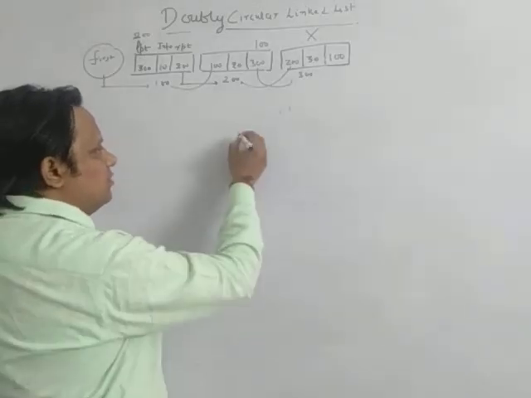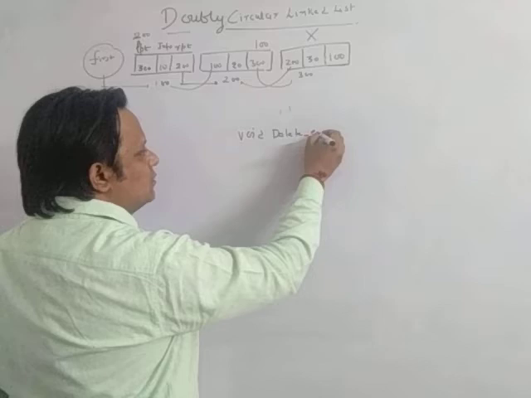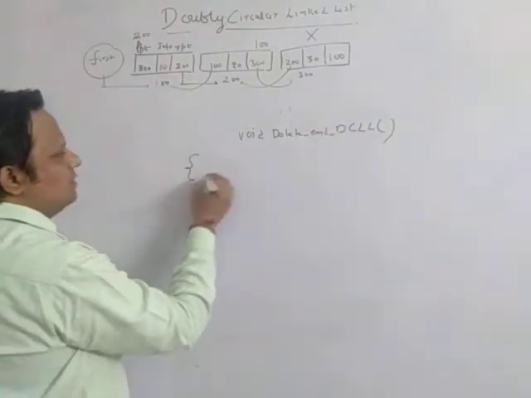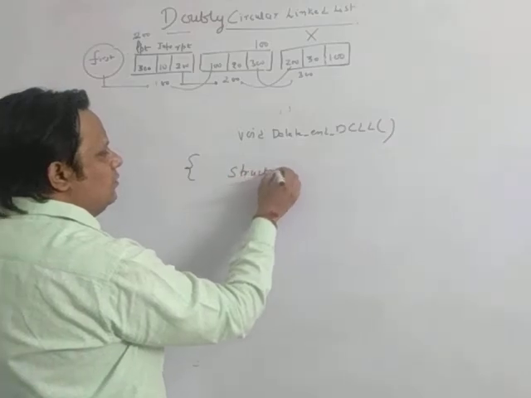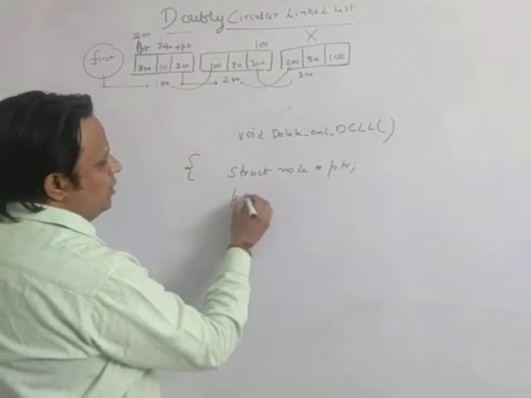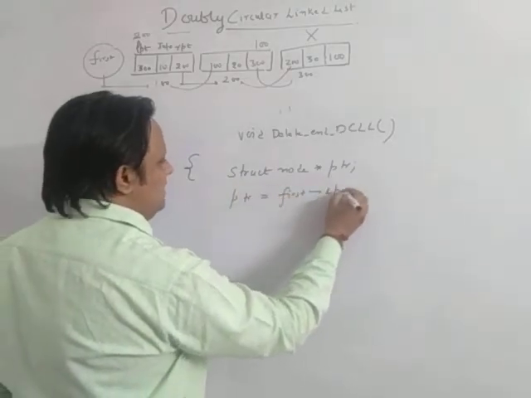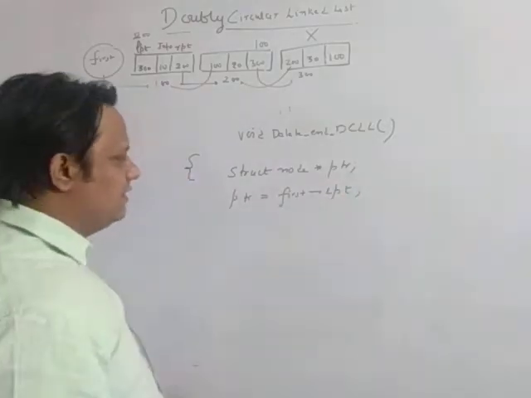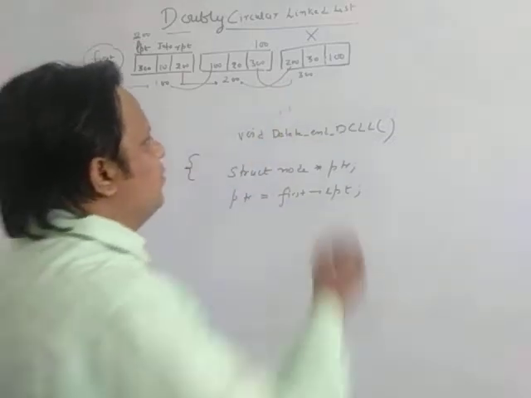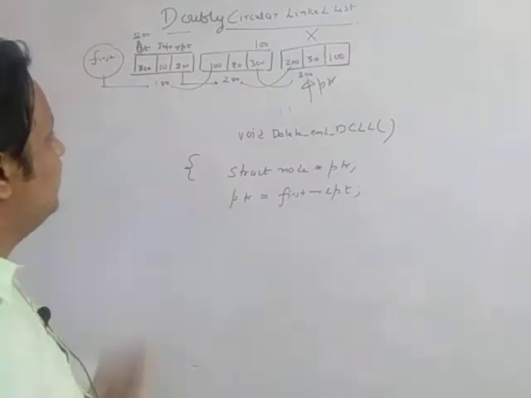So let's write the code for this. So void delete_end in case of your doubly circular linked list. I'm writing a pointer, struct node star ptr. I'm moving this pointer to the last. So last is first arrow LPT. This is very easy in case of a doubly circular linked list. First arrow LPT will move to the last one. So now your PTR is pointing at 300. Now with the help of this PTR, I'm going to change the addresses.